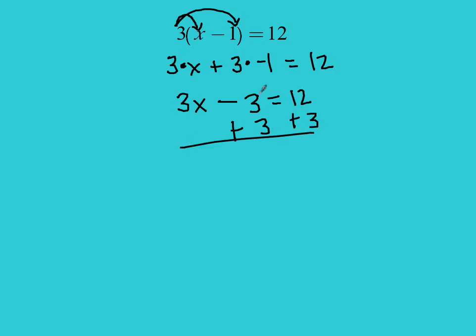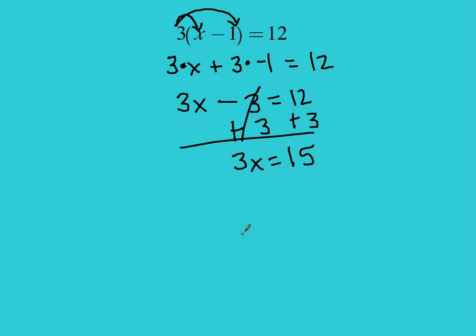When we add 3 to both sides, the 3's on the left side will cancel, and that will just leave us with 3x equals 12 plus 3 on the right side. 12 plus 3 would give us 15. So now we've got 3x equals 15.